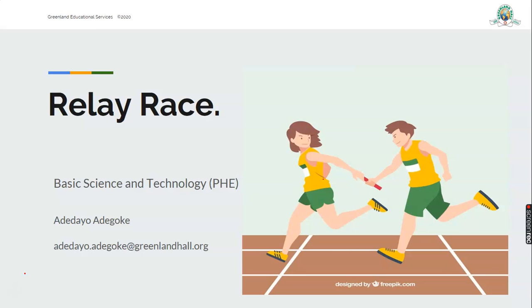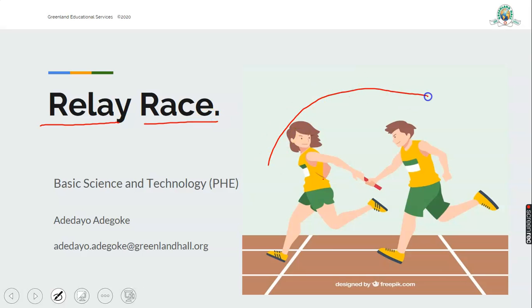Our subject for today is Basic Science and Technology, and we are focusing on PHE, that's Physical Health Education. Our topic for today is relay race. You can see it on the screen, relay race. As you can also see on the screen, there's a boy and a girl running. Relay race has to do with running to finish before others.